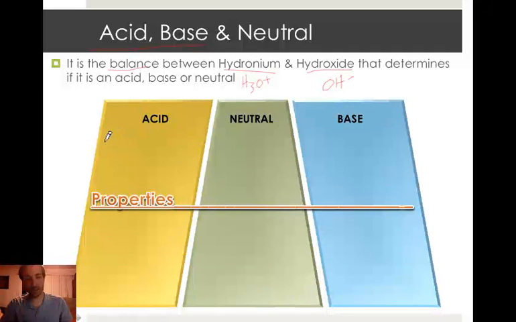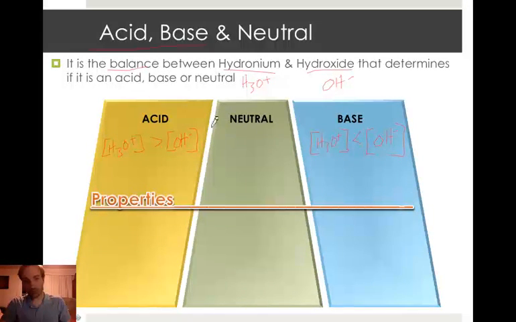So in an acid, it turns out that the concentration of hydronium, H3O+, is greater than the concentration of hydroxide. And in a base, it turns out it's just the opposite. The concentration of hydronium is less than the concentration of hydroxide. So it's really the hydroxide that makes things basic. If you have an overabundance, or extra hydroxide, it's basic. If you have extra hydronium, or more hydronium than anything else, it's acidic.